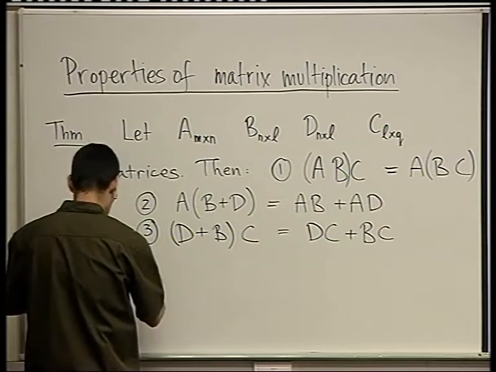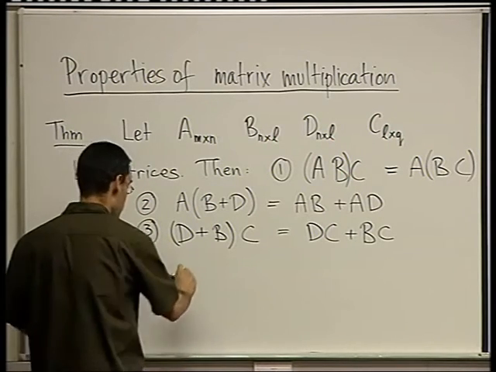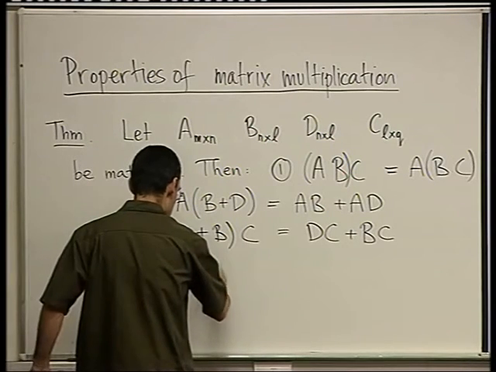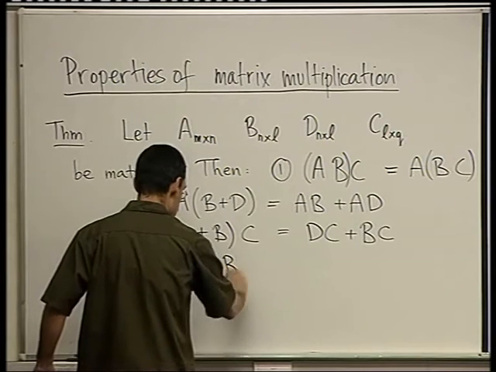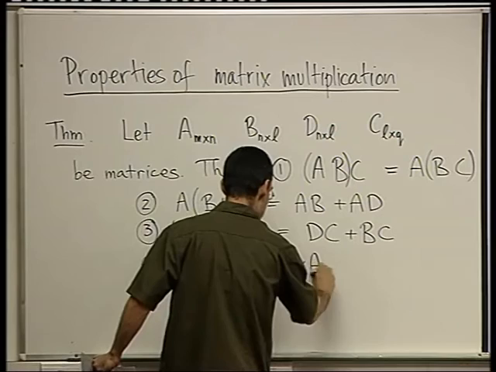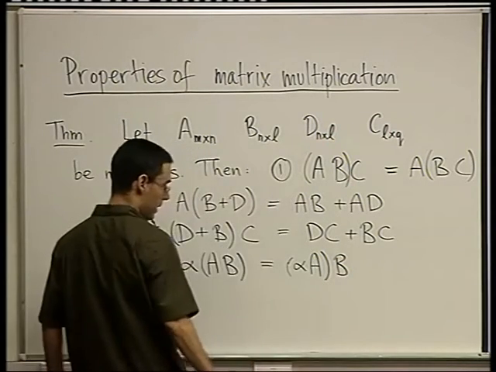Okay. Property number 4, how it relates to scalar multiplication. So if alpha is a scalar and we multiply it by A times B, that's the same as multiplying A by alpha and then taking the result and multiplying it by B.